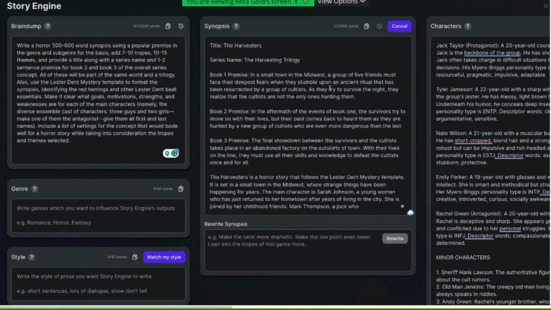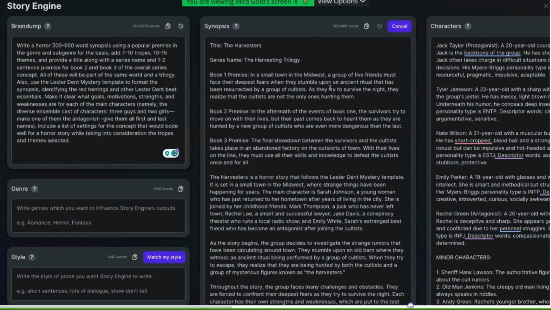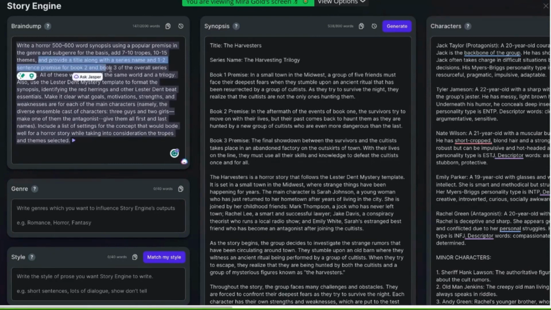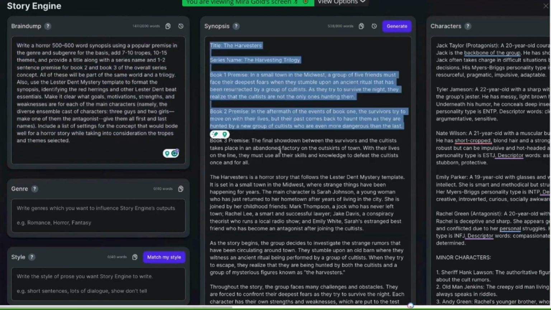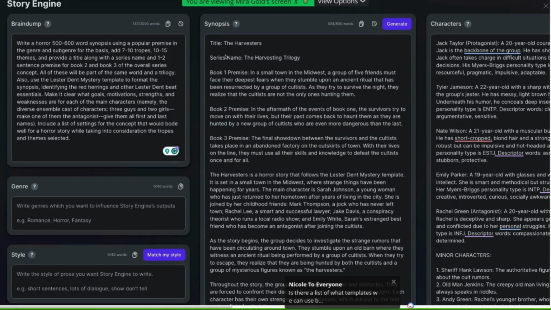Now I did ask to have my premise as well as a synopsis to be generated with the Lester Dent template in mind, because that is one of the templates that I like to use whenever I'm writing any type of horror or thriller. Now with my prompting, you notice here where it says to provide a title along with a premise for books 1, 2, and 3, which we have right here. Okay, so moving forward, you notice that we have a title, we have a series name, we have book 1, 2, and 3 premise.